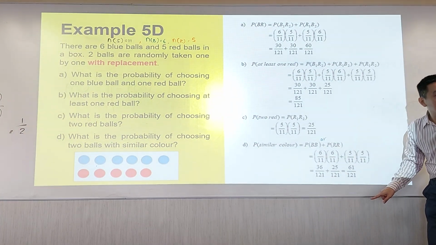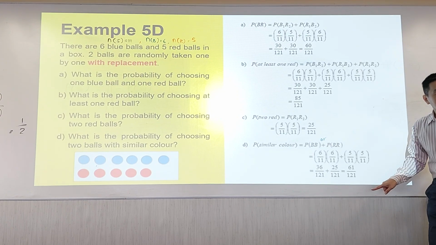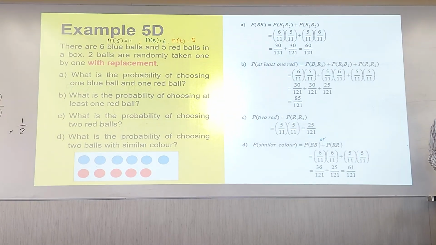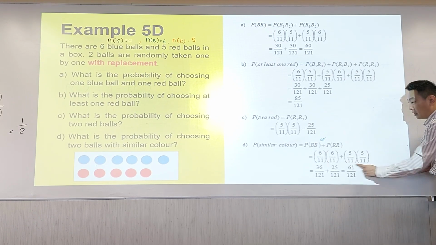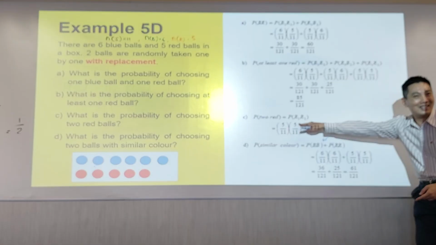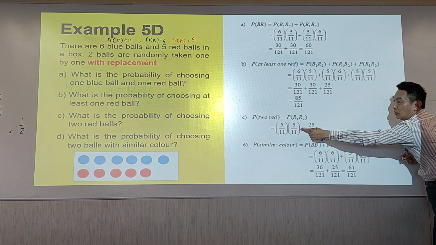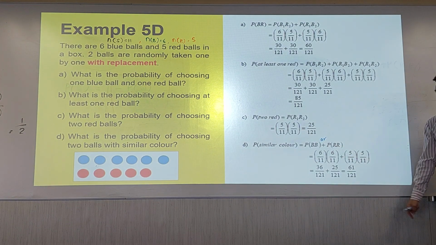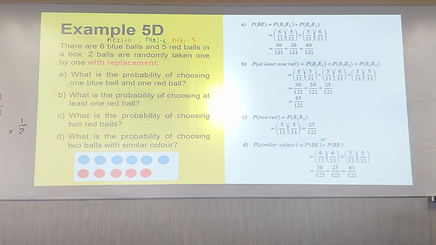So we return the first blue ball inside the box. Choose the second ball. What is the probability of getting blue color again? 6/11. Okay. So for this part, you have information from here, from C. So you can just duplicate the information. Simplify, you get 61/121.